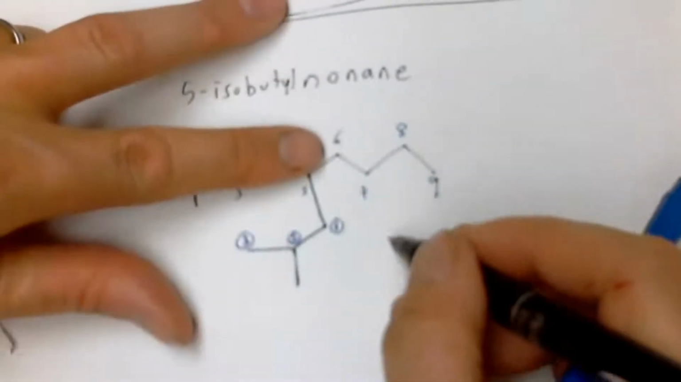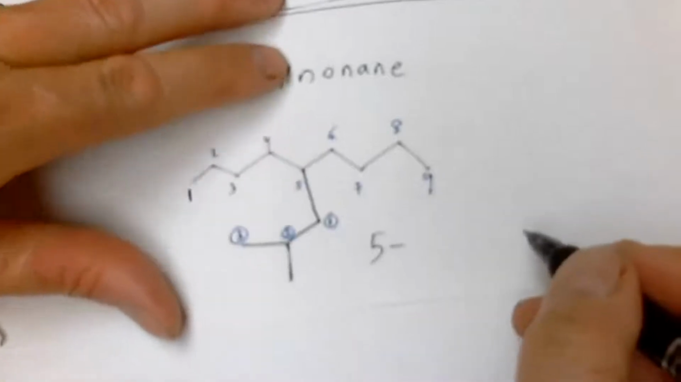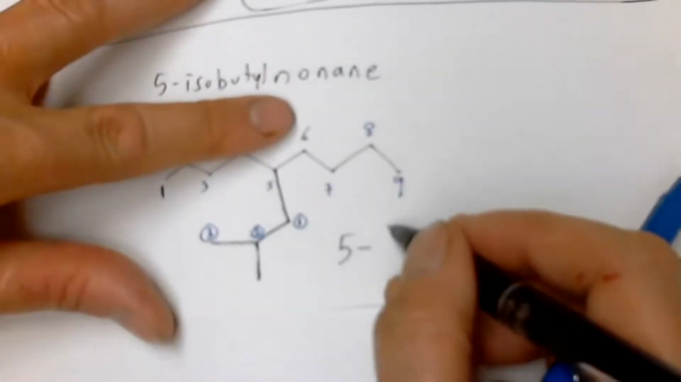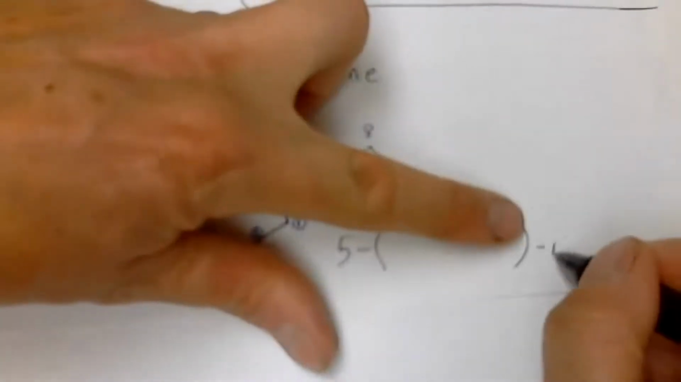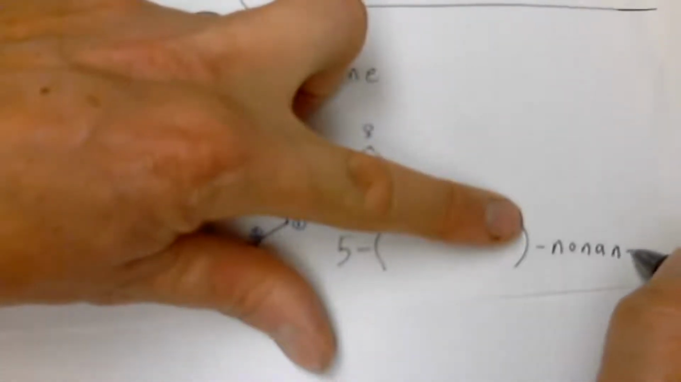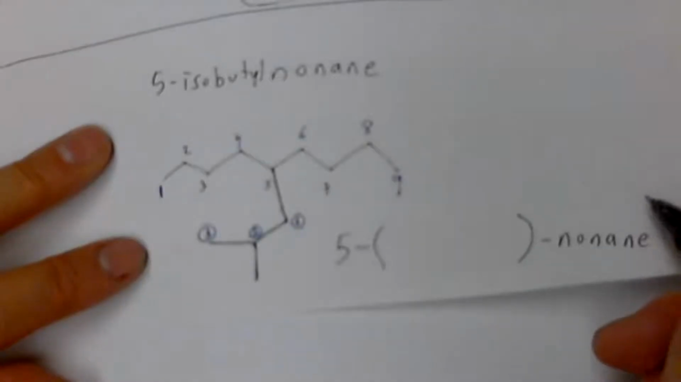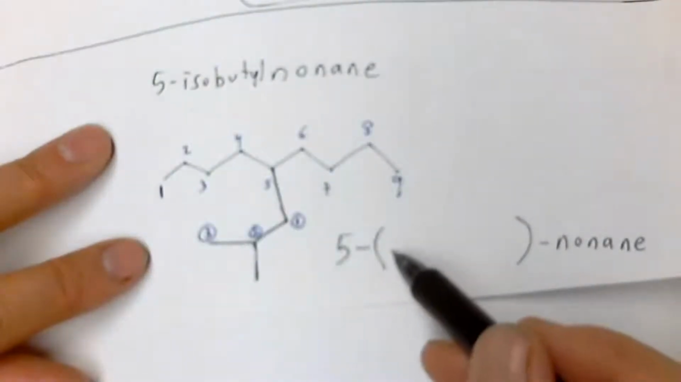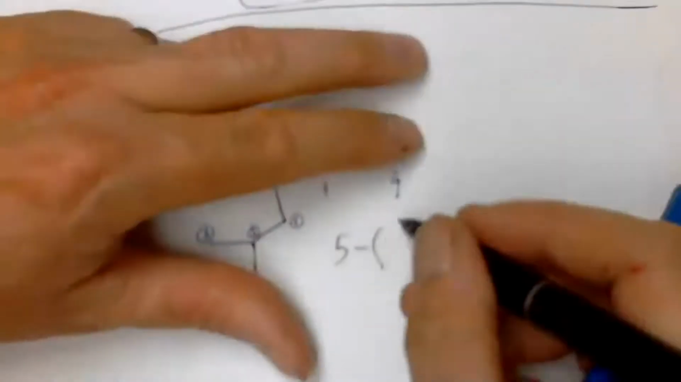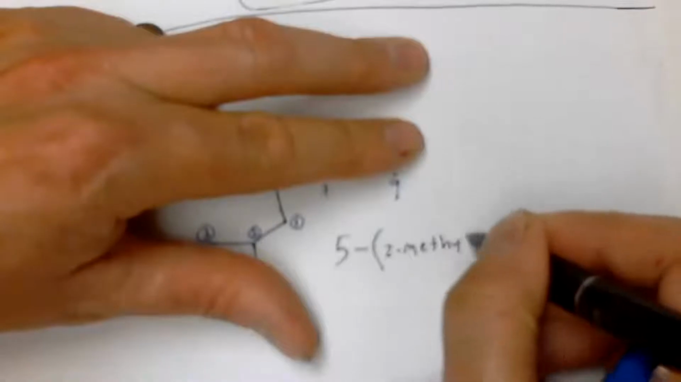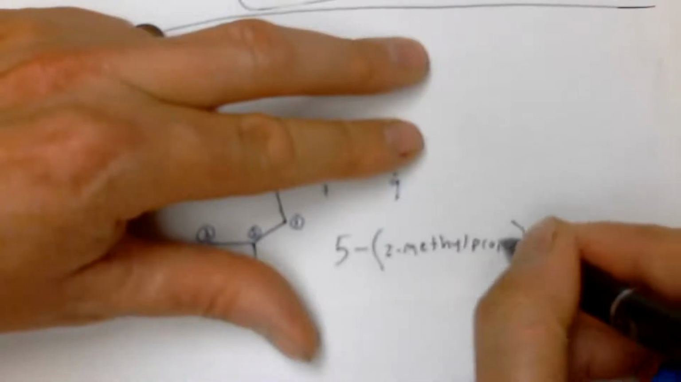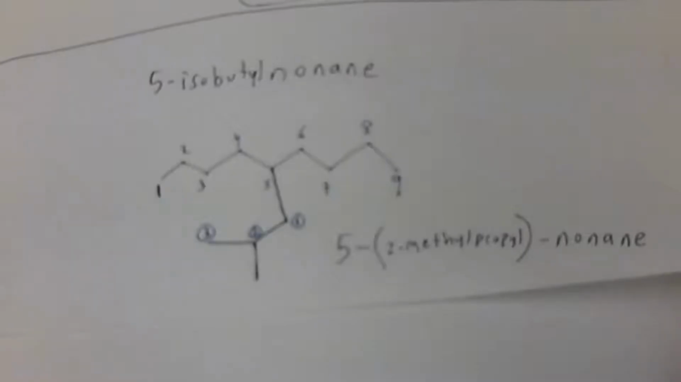So it's 2-methylpropyl. And the way we put this together now is really easy because there's nothing else on the molecule. It's just 5, blah, blah, blah, nonane. Now the blah, blah, blah is in parentheses. And it's 5, it's going to be 2-methylpropyl. 5-(2-methylpropyl). That's all there is to it.